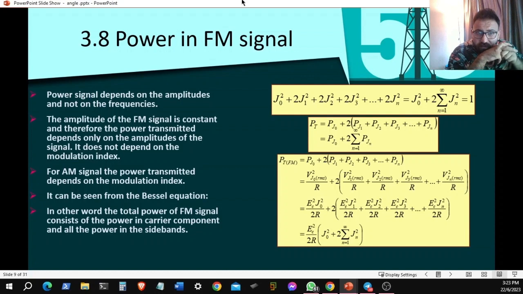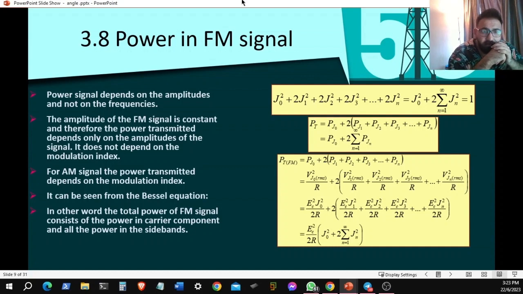The amplitude of the FM signal is constant. Therefore, the power transmitted depends only on the amplitude of the signal, and it doesn't depend on the modulation index. Meaning it doesn't depend on the frequency, nor does it depend on beta. For an AM signal, the power transmitted depends on the modulation index.